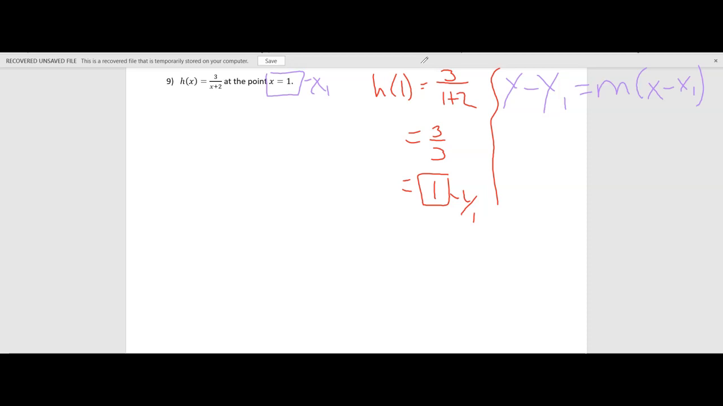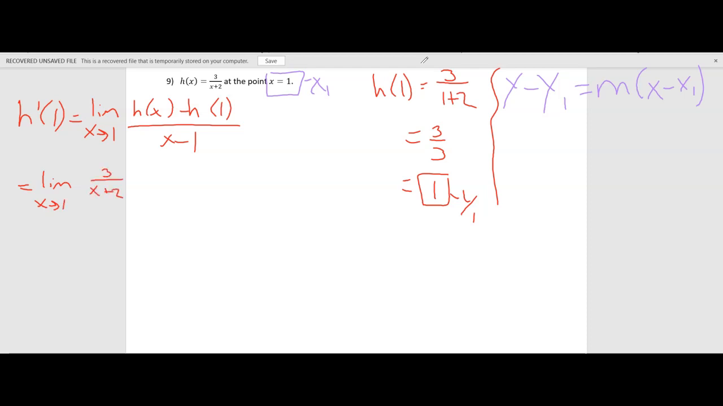Okay, so we are going to have h prime of 1 is equal to the limit as x approaches 1 of h of x minus h of 1 all over the quantity x minus 1. As I continue, I get the limit as x approaches 1 of 3 divided by the quantity x plus 2 minus 1. We already found h of 1, right? It was over here. All over the quantity x minus 1.